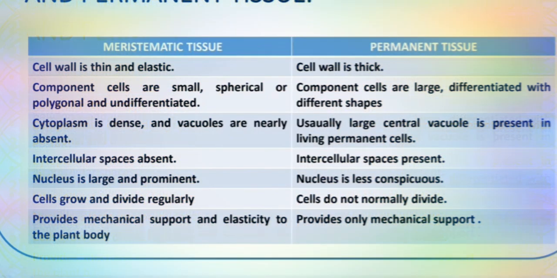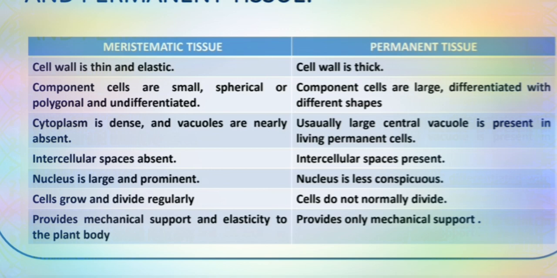Then we move on to the differences between the meristematic tissue and permanent tissue. We studied about meristems, isn't it? Meristems, I told you in the very first class, are dividing cells. They divide, they redivide, and they produce new cells. I told you meristem is derived from the Greek word meristos, which means divisible. So its only function is to divide and produce new cells. And we studied three different types of meristems: apical meristem, intercalary meristem, and lateral meristem.